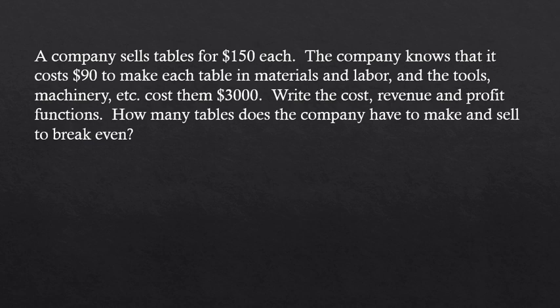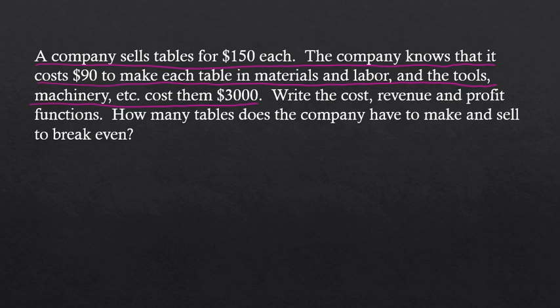So first, let's try to find our cost function. The first couple sentences here, we're going to use that information to figure out our three functions here. But first up is cost. It says here the company knows that it costs $90 to make each table. So that $90, that's our variable cost. That's our cost per unit made.